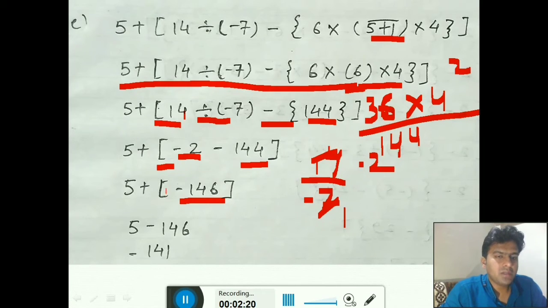Now outside the bracket, plus sign and minus sign, so plus minus becomes minus. So 5 minus 146. Different signs are there, so we have to subtract. So 146 minus 5 equals 141, and the sign is minus, that of the bigger number. I hope you understood. You can pause the video, stop the video, and you can also solve it by your own in your rough copy or directly in your fair copy, and you can find the answer.